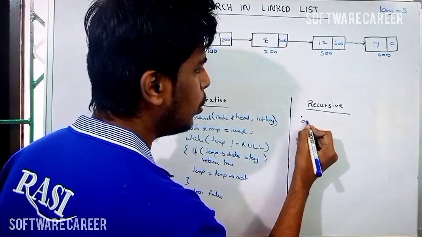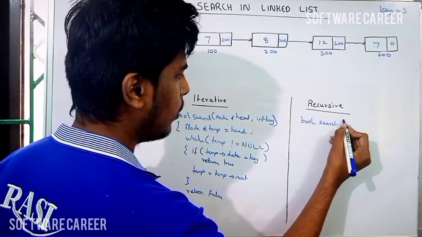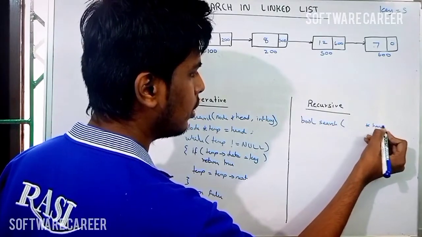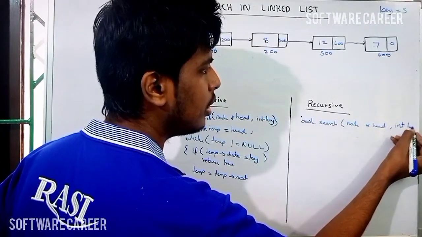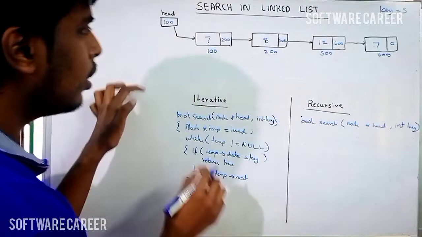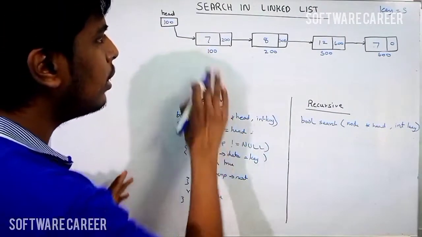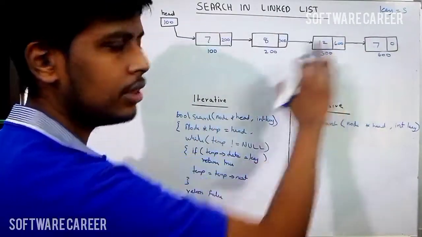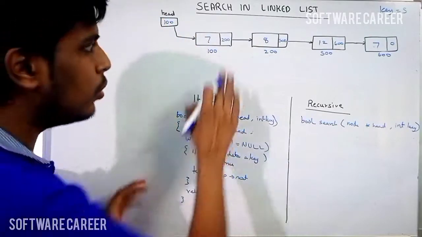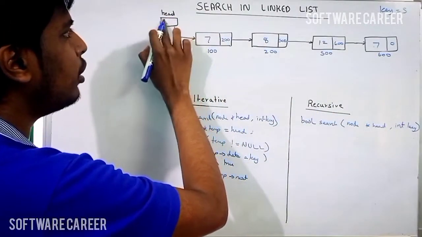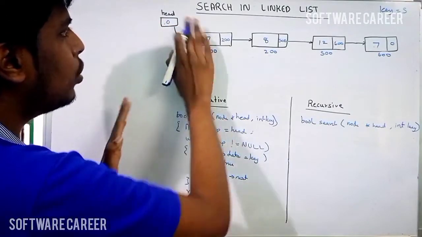First I'll write the same function, bool search, then the pointer head that is pointing to a node, comma, int key. This key is the element which you should find. Now see, first this head pointer is pointing to the first node. Suppose there is no node present in this linked list. The linked list is empty. That means this head pointer's value will be 0. If 0, it's not pointing, no node is present.